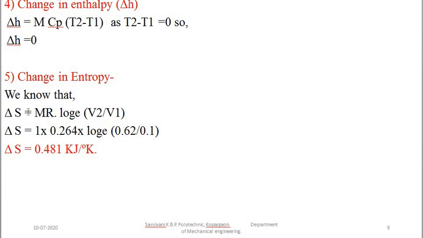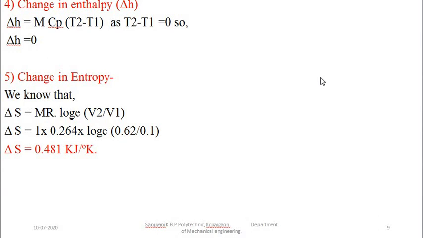Then the last parameter, the fifth parameter, is the change in entropy. We know that delta S is equal to m R log to the base e of V2 upon V1. Putting the values here, we are getting delta S is equal to 0.481 kilojoule per degree Kelvin. This is the total change in entropy, because we are considering the total mass here. So this is the solution of this particular problem, and we have found all the parameters asked in the problem.